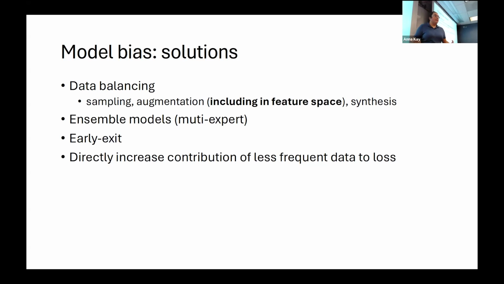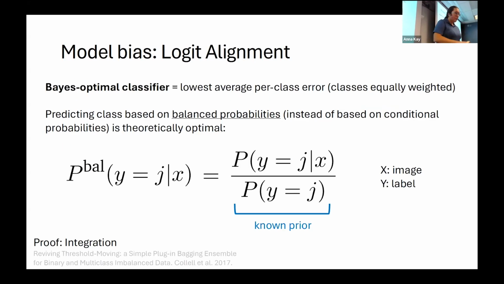And then finally, you can directly increase the contribution of less frequent data to your loss. So if you make a mistake on something in a class that you know is infrequent, you want to penalize that mistake more. And hopefully the model learns that it should really try hard to predict those classes.